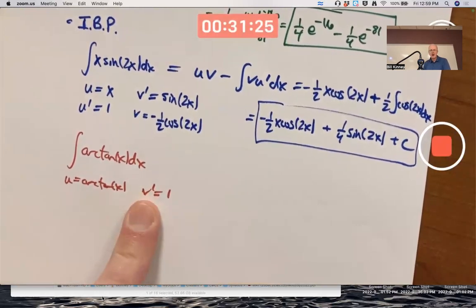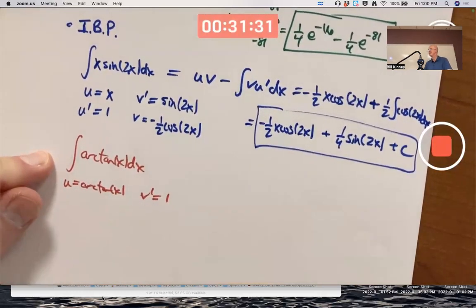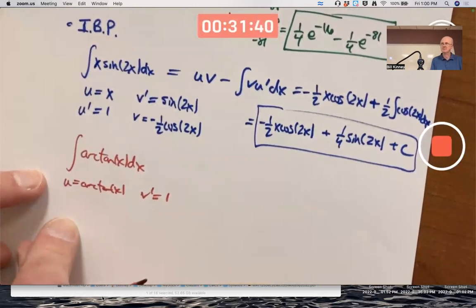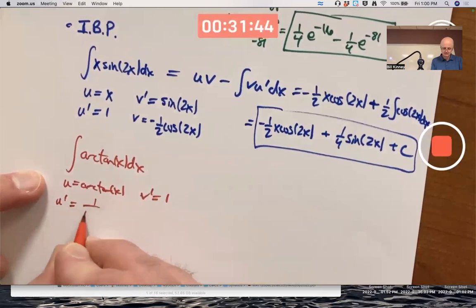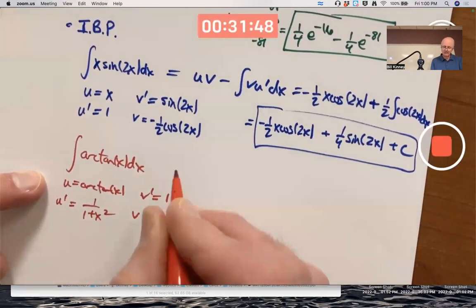If I had let v prime be arctangent of x, to find v, I'd have to do the exact same problem I'm trying to do. That's no help. So it only makes sense to let arctangent be the u. It's not clear that it's going to be helpful, but you try it, and it is helpful.